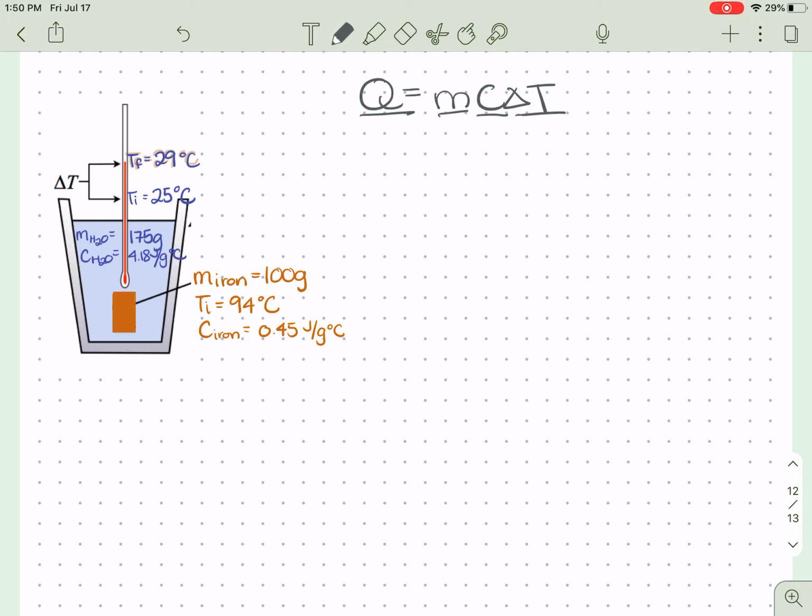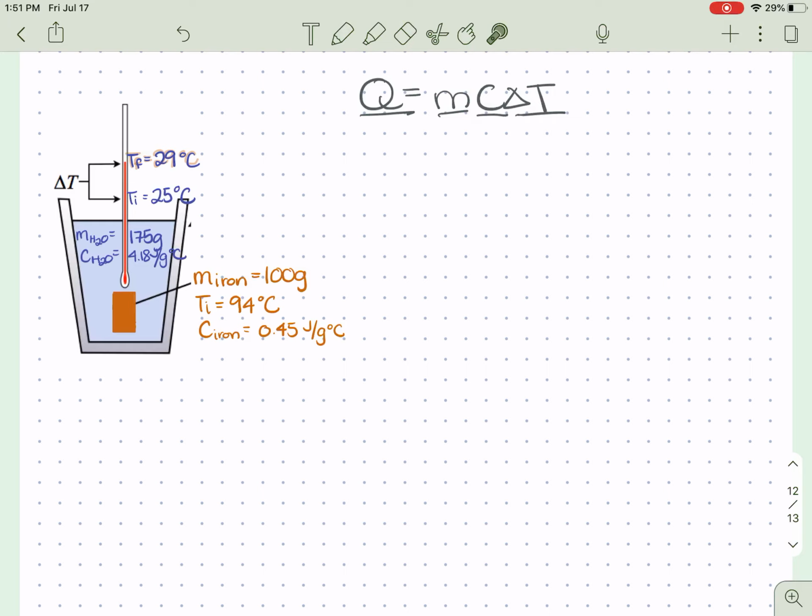If you look here, I've drawn a little diagram of the example problem. In this diagram, we have our iron and all of the information about the iron. From the problem, we know that the mass of the iron was 100 grams. The initial temperature was 94 degrees Celsius, and the specific heat of iron, which we just look up on the internet, is 0.45 joules per gram degree Celsius. That is how much energy it takes to raise the temperature of iron by 1 degree Celsius.